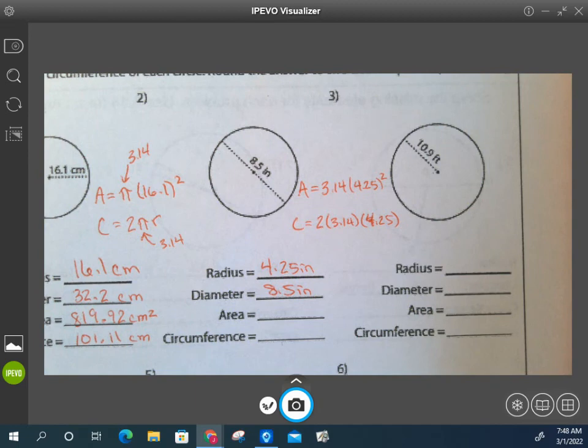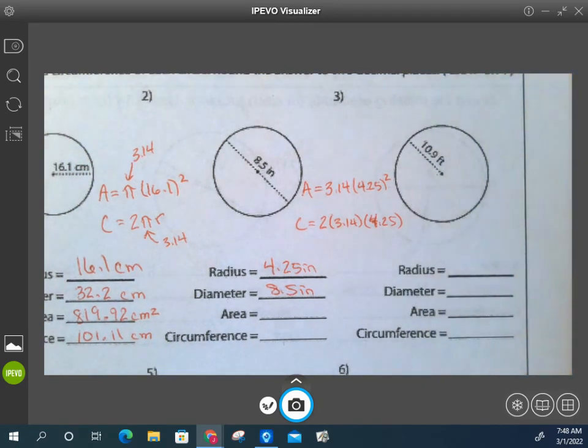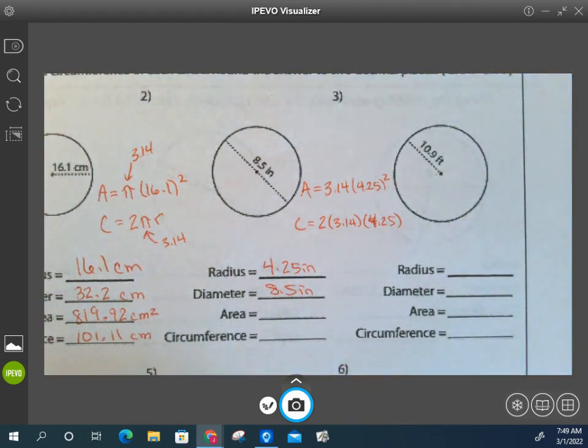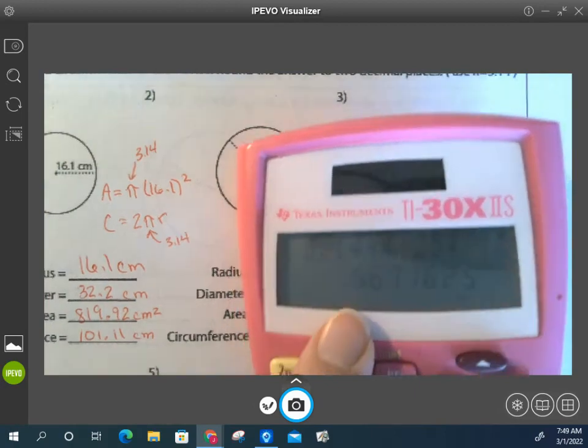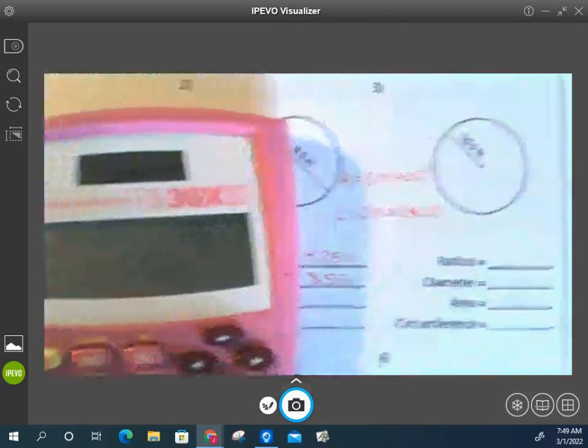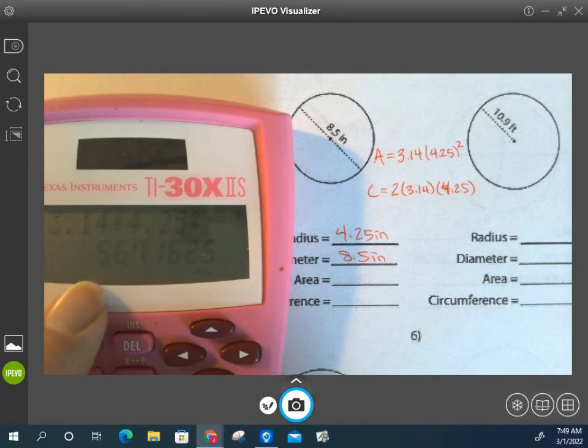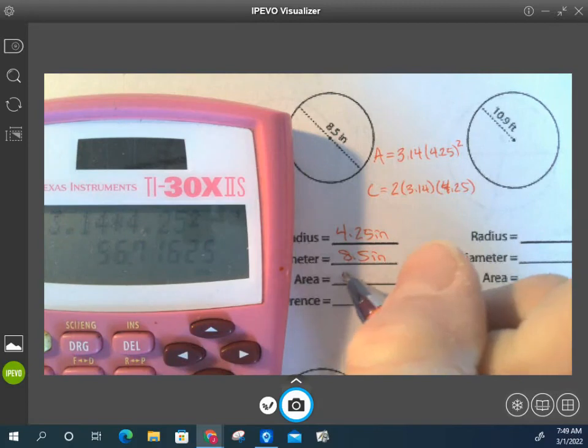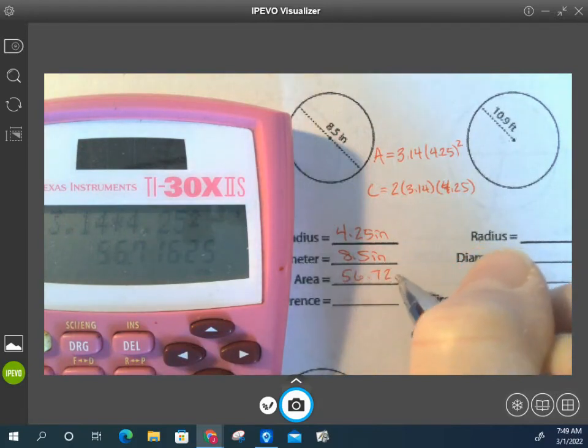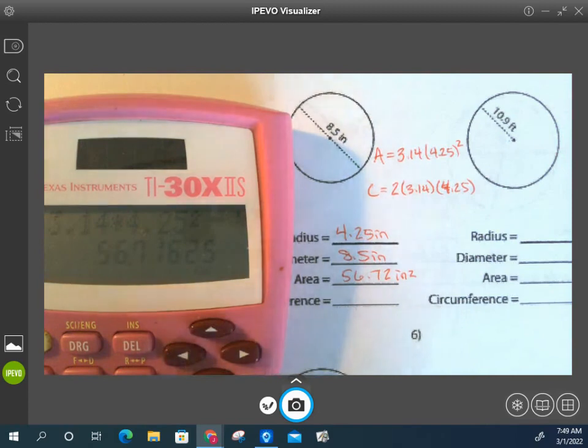Okay, so take a second to plug those in, and we'll see if we agree. Nearest 2 decimal places. What are we getting? Area, 56.72. Yep, I agree with you. I can't get this in good light. We should be good with rounding. 56.7, and then the next decimal place rounds up to 2. 56.72 inches squared.